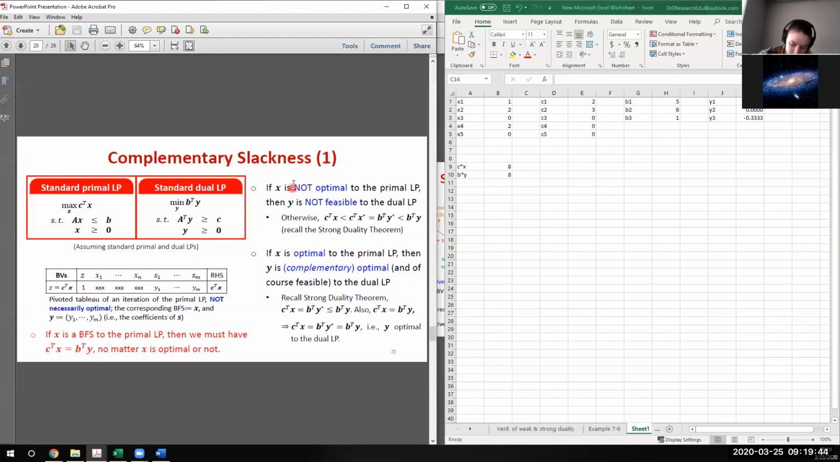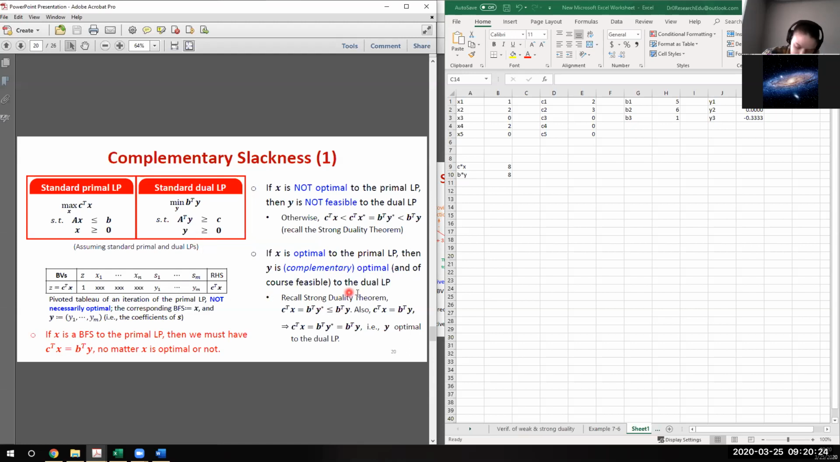So this tells you that if X is not optimal, although it's a basic feasible solution, then the Y under this definition is not feasible to the dual LP. In other words, you're going to see that at least one of the Y's is negative, which is infeasible. And what if X is optimal then? If X is optimal to the primal LP, then the Y is going to be complementary optimal to the dual LP. Since Y is optimal, then of course Y is feasible.